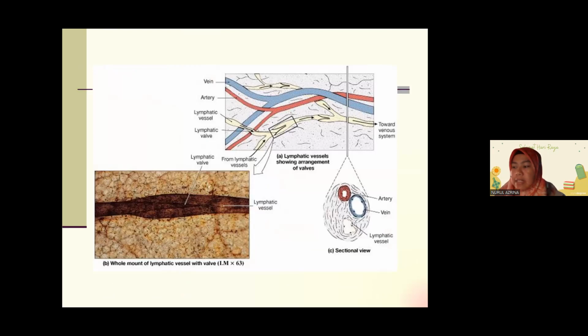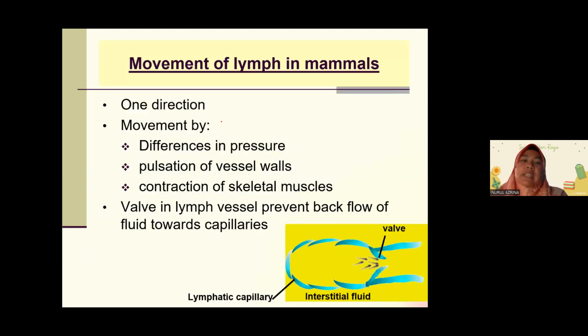Okay, so next, this is a picture showing you that the lymphatic vessel is actually very close together with the blood circulatory system or blood vessels, and that is how they are connected in terms of function, to filter the blood and help in maintaining the body fluids and so on. One important thing that we should understand is that the lymphatic vessel does have a lymphatic valve. So what is the function of this valve? You can see the movement of lymph in mammals happens in one direction. So what makes the lymph fluid move in one direction?